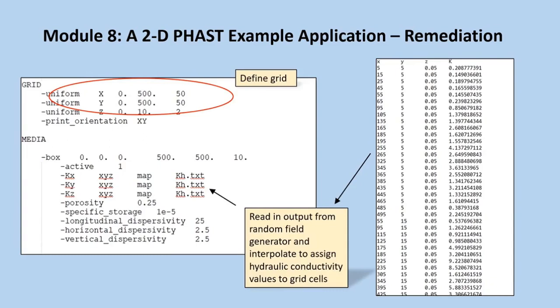Here we define the two-dimensional model grid in the FAST transport input file, and we use the XYZ flag to tell FAST that hydraulic conductivity is to be interpolated from a text file. The format of the text file is shown on the right. This is simply the output from the random correlated field generator.